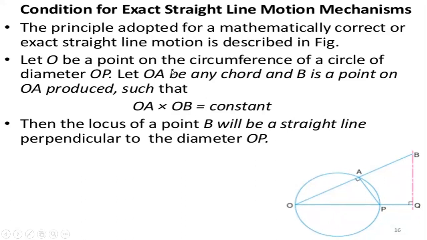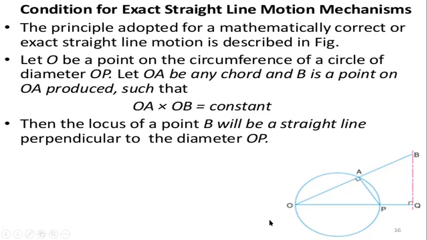Let O be a point on the circumference of a circle with the diameter OP. So OP is the diameter, and let OA be the chord. You know the difference between a chord and a diameter. The highest length of the circle is known as the diameter, and the length less than the diameter, which does not pass through the center, is called a chord.